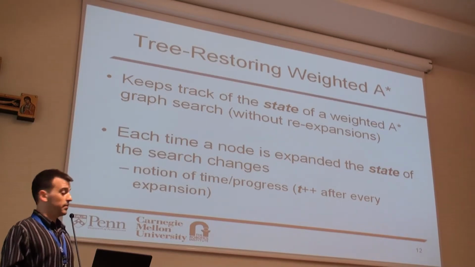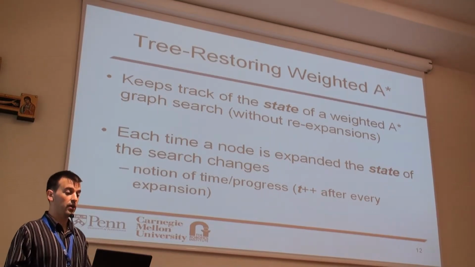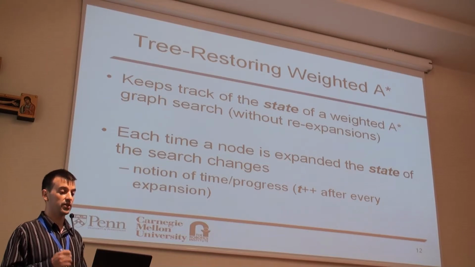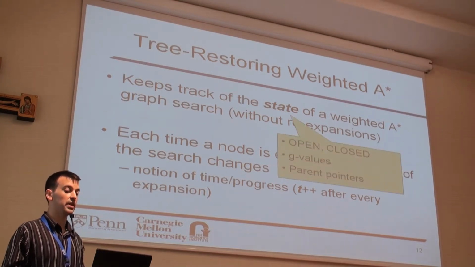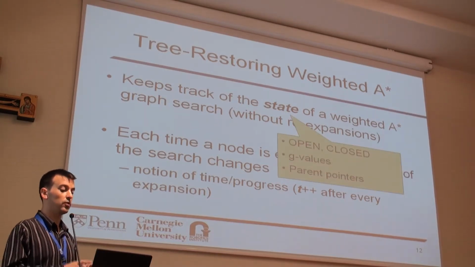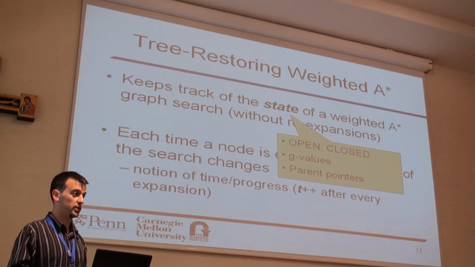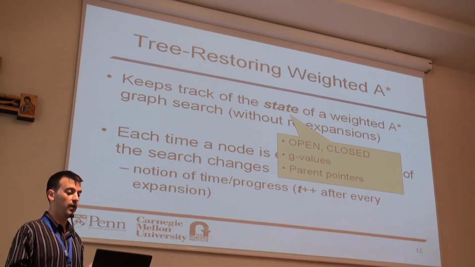So what's the idea behind Tree Restoring Weighted A-star? Well, we're going to keep track of the state of the search. And by the state of the search, we mean the contents of the open list, the closed list, the g-values, and the parent pointers for all the states that we've seen so far.